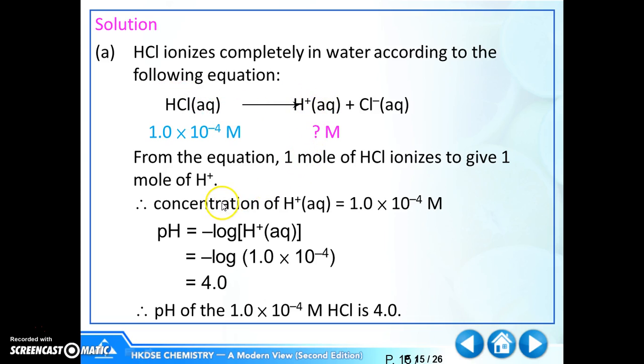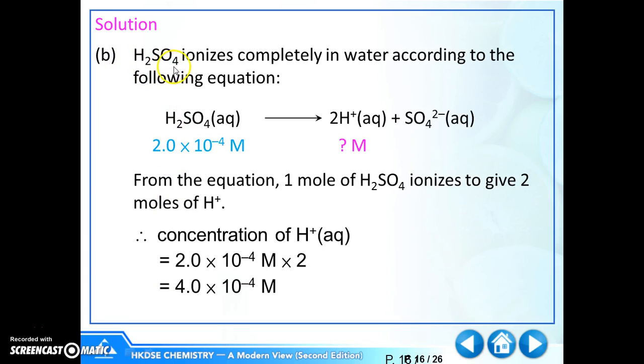So that's why the concentration of H+ will be equal to the concentration of the acid times 1. And then you can find out the pH by substituting the concentration of H+ into the formula. Then at last, you can find out that it's 4.0 at room temperature.